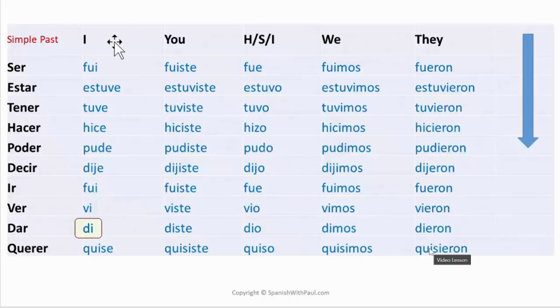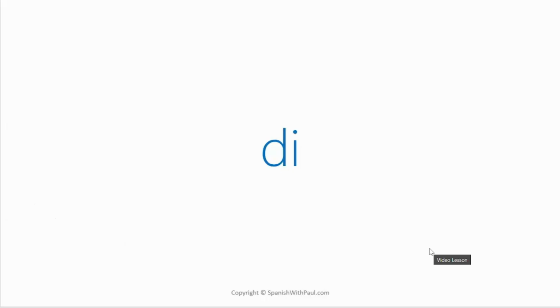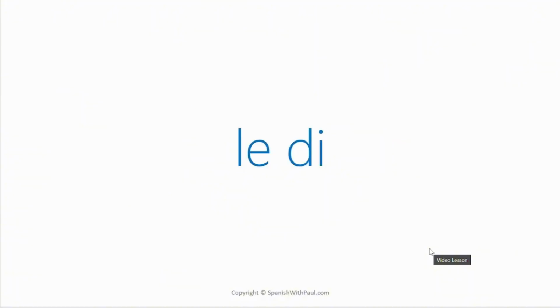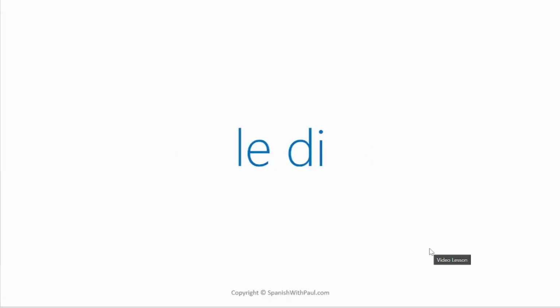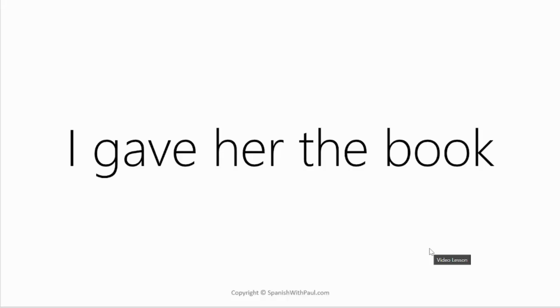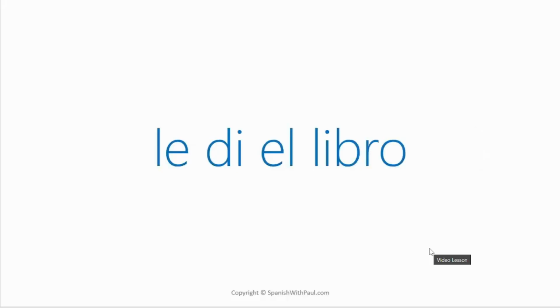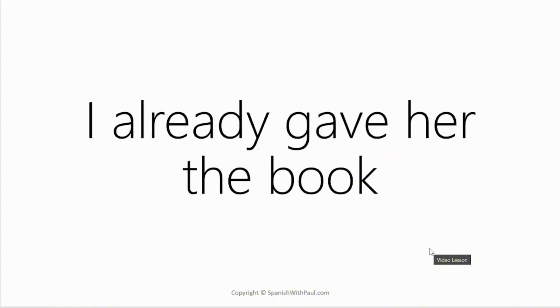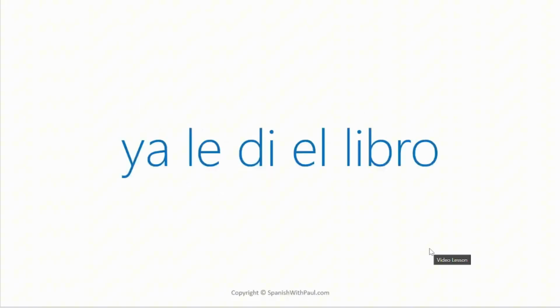Let's look for the sound of I gave. On our chart, we have the angle of I here, and the verb to give is dar. So again, we have a very simple sound, di. Di means I gave. How would you say, I gave her? Le di. Remember that dar is another verb that tends to take the pronoun of le. So literally, I gave to her. Le di. How would you say, I gave her the book? Le di el libro. What about, I already gave her the book? Ya le di el libro.